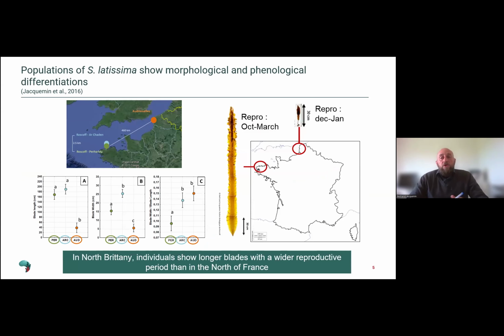It is now well known that from one place to another, the size, the chemical composition, and the reproductive period vary within the same species. For example, here are shown differences between 3 sugar kelp populations in France, 2 in Brittany and 1 in the north of France. In North Brittany, the blue and green dots, individuals show longer blades with a wider reproductive period than in the north of France, the orange dot.